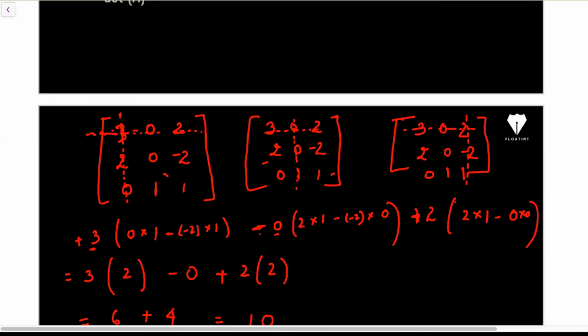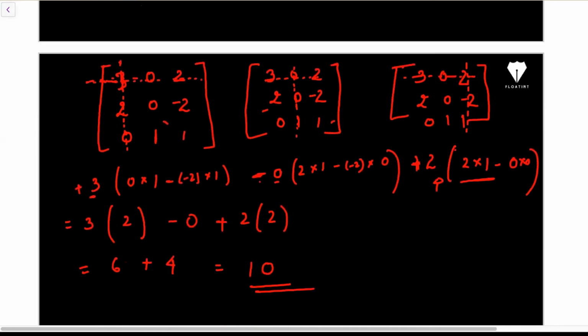Then again the third element, this 2 here: two lines go through it, row wise and column wise, and whatever is left you do the same: 2 into 1 minus 0 into 0. Then you multiply this whole value with this 2. Now you do the sum: 0 into 1 is 0, minus 2 into 1 is -2, and here we have -2, so that comes out to be 2, minus minus plus. And 3 into 2 comes here.